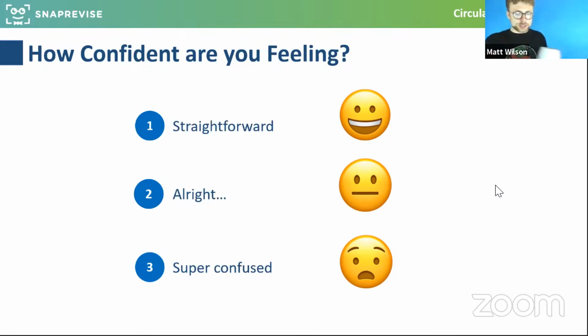This is straightforward. Hit a 1 if it's straightforward. Hit a 2 if it's all right. Hit a 3 if it's super confused. And ask me any questions if you have any.